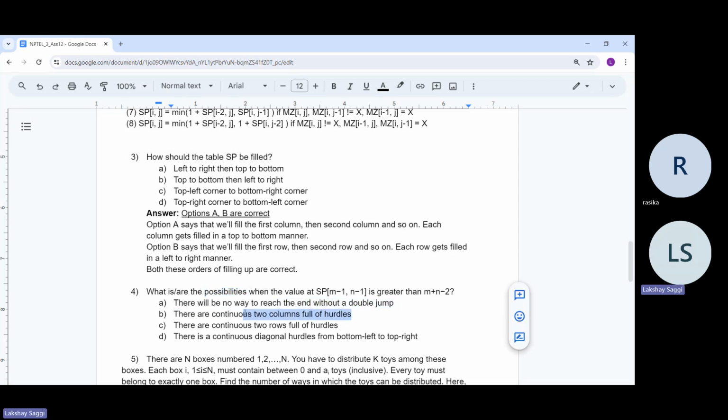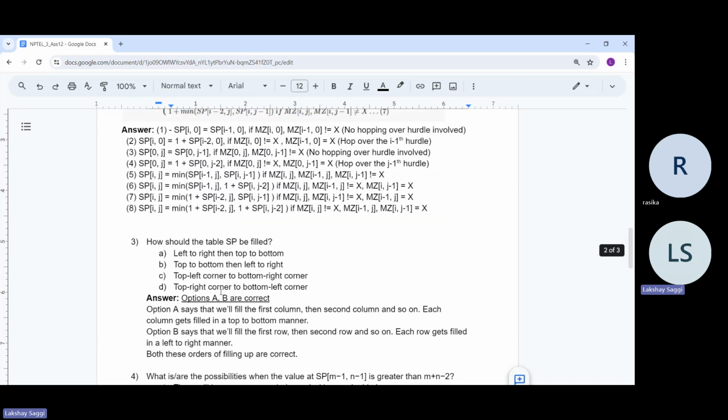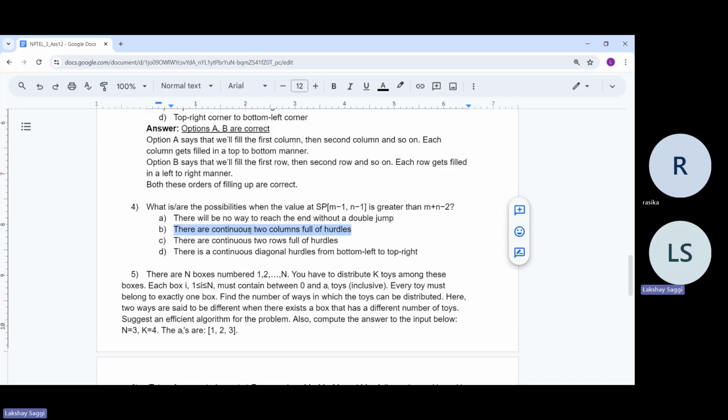There are two continuous columns of hurdles. If there are two continuous columns of hurdles, again, we can't go across them because we'll need a double jump. So we can't jump across two continuous columns. Similarly, we can't jump across two continuous rows, because I hope this is clear.